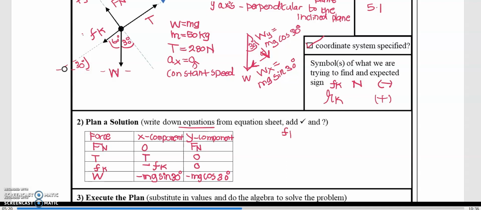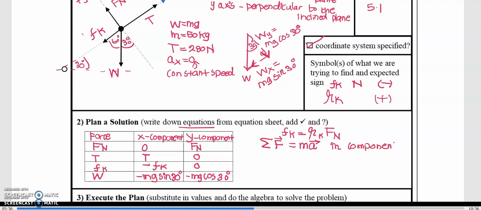Now let's look at the equations. We're going to use the equation for the kinetic friction. Kinetic friction is equal to the coefficient of kinetic friction times the normal force. And the net force acting on the object is equal to mass times acceleration. This is Newton's second law.